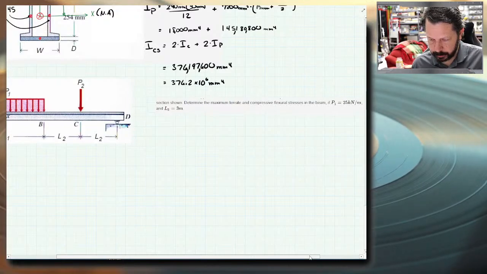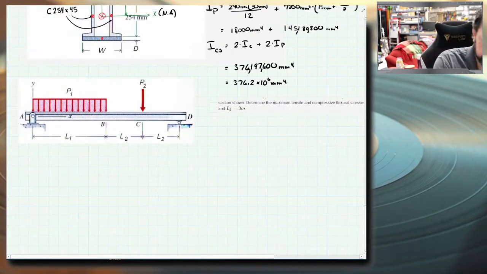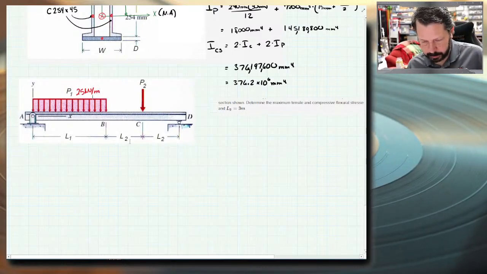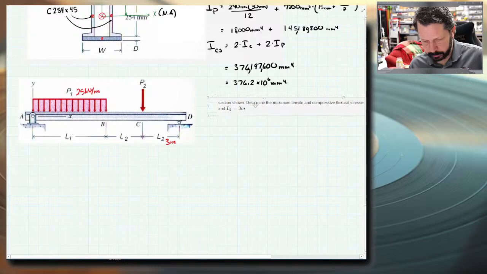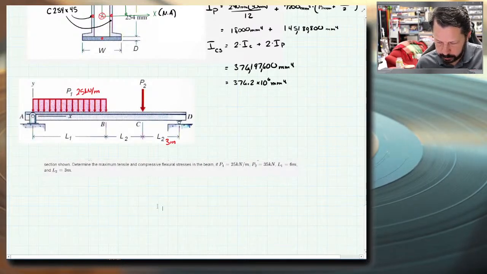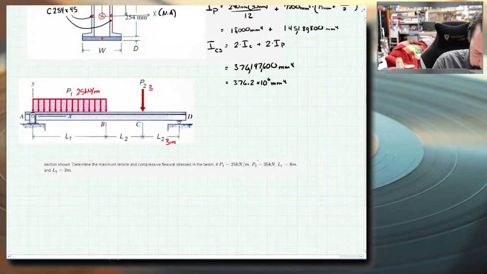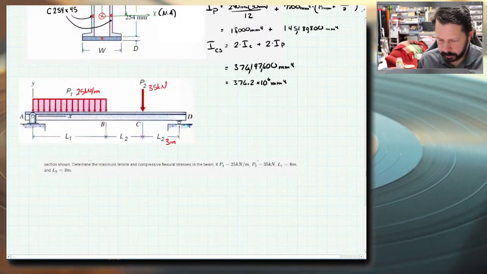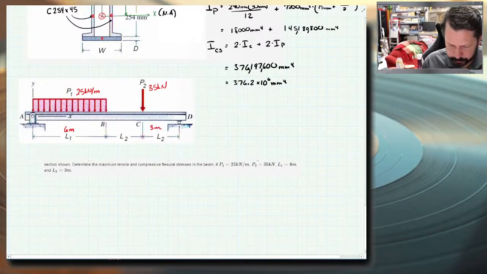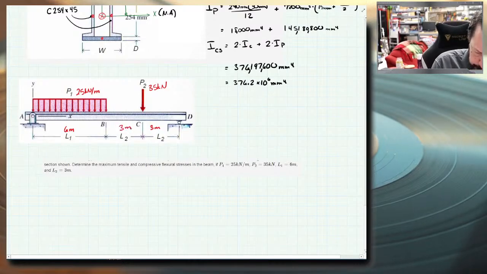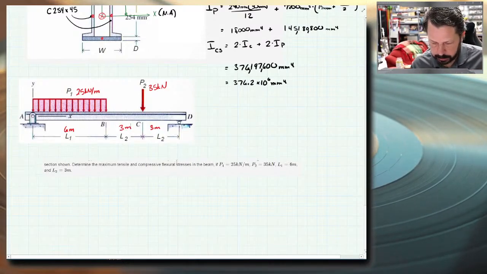So 25 kilonewtons per meter for P1. L2 is 3 meters. Let me put this down here. P2 is 35 kilonewtons. L1 is 6 meters. Let's put these up here. And L2, oh wait, L1. Oh, there's 2 L2s, okay. That makes more sense. All right.